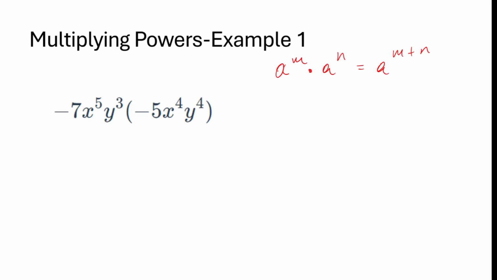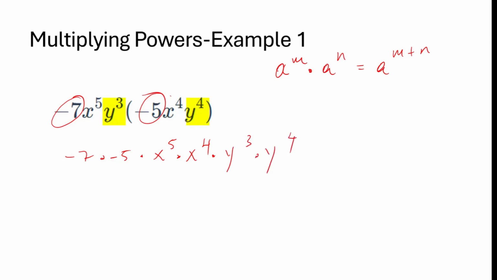Now, the beautiful thing about multiplication is we can multiply in any order because of the commutative property. So what I'm simply going to do is put that together. That's going to be -7 times -5 times x to the 5th times x to the 4th times y to the 3rd times y to the 4th. So all I did there was rearrange this to put the common things together so that I can add the exponents. With that being the case, 7 times 5 is going to be 35.